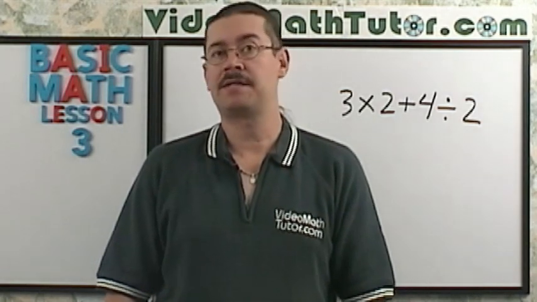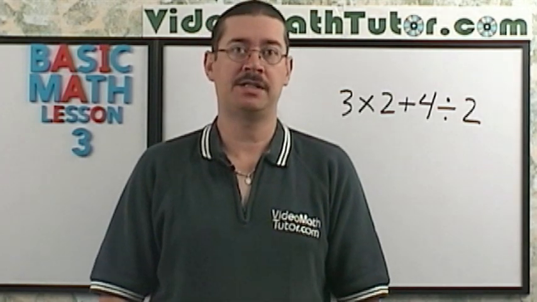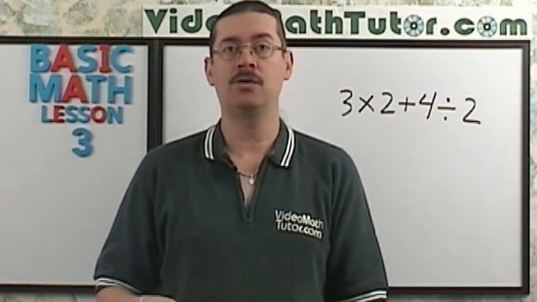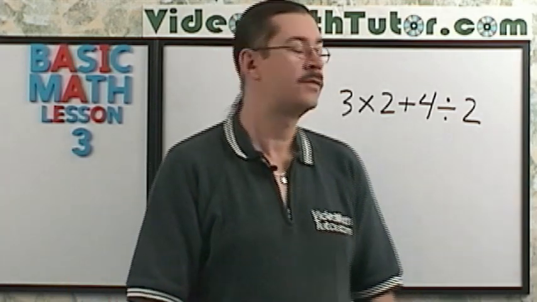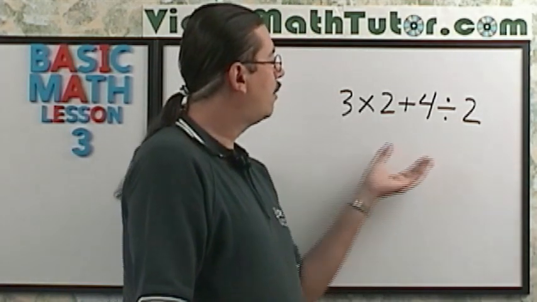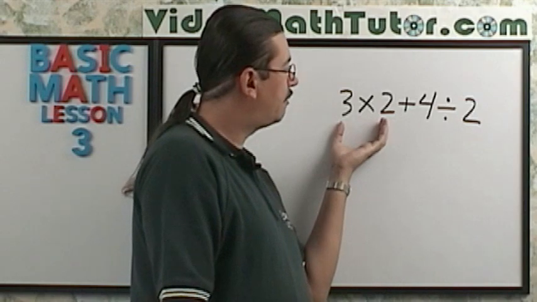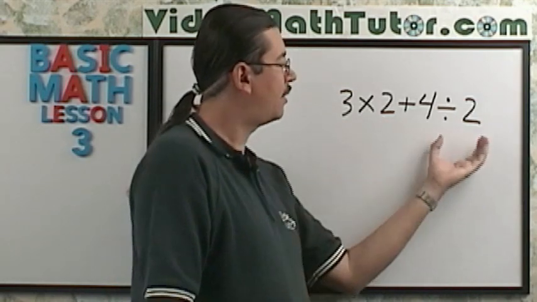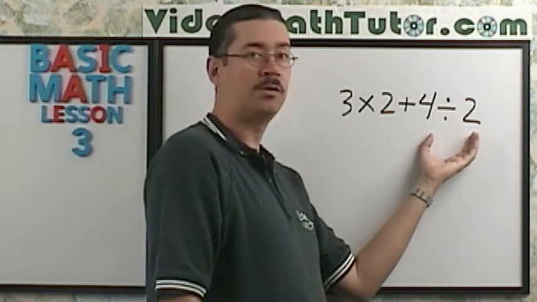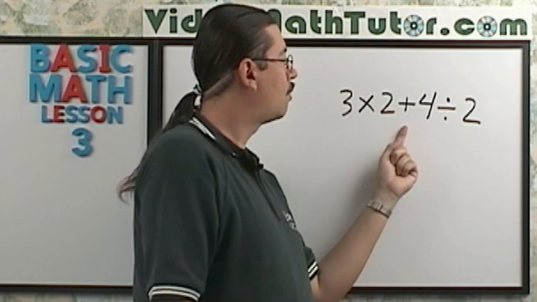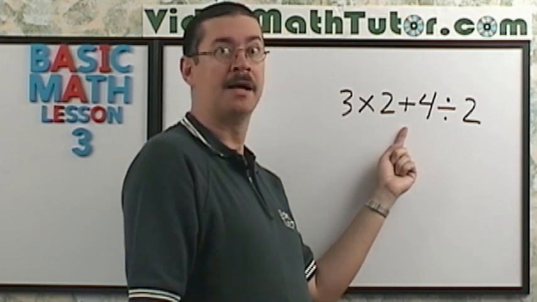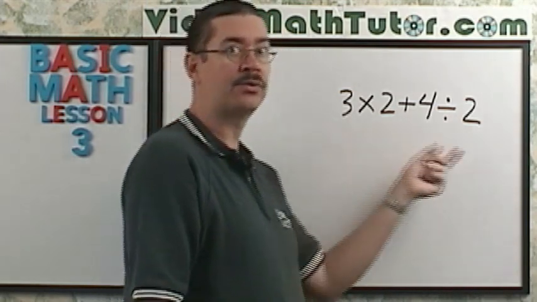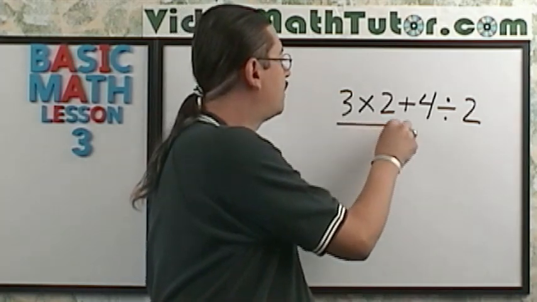The next rule is you perform all multiplications and divisions next, in order from left to right. So something like this, here we have a couple of things we can do. We have a multiplication here, and we have a division here. So those will be done before we do addition. And since we're supposed to go from left to right, I will perform this operation first.